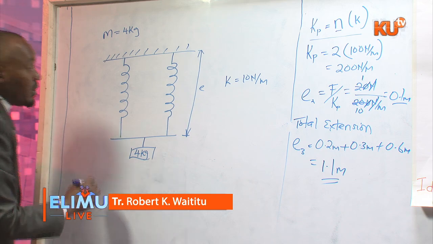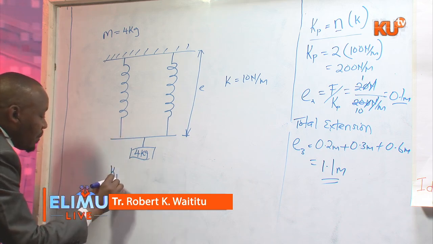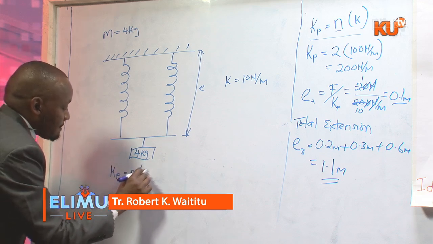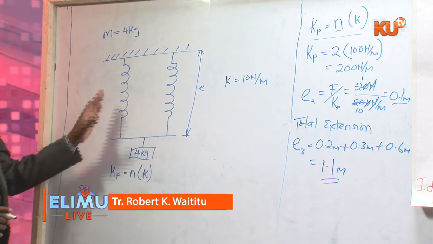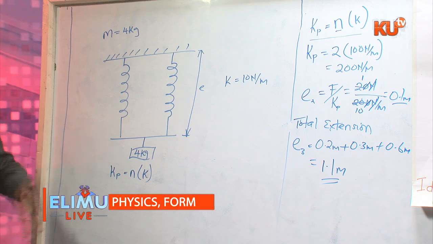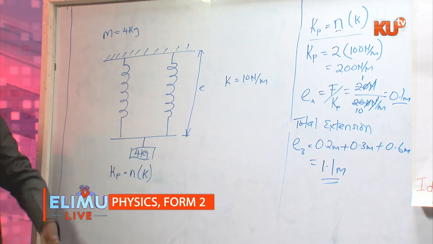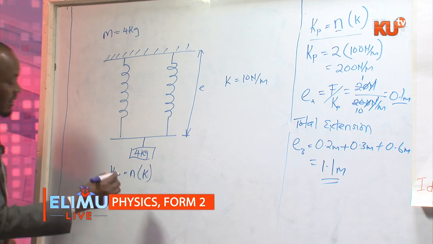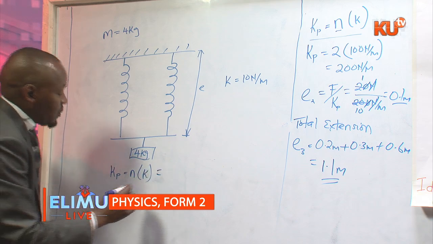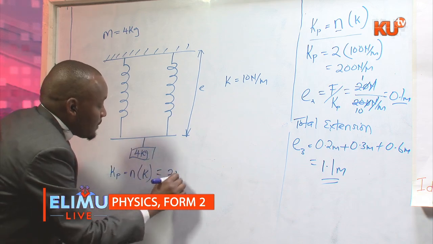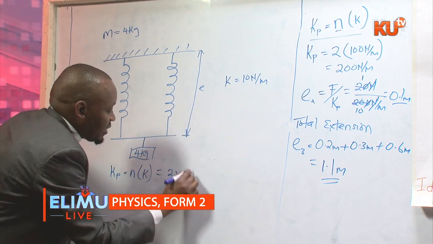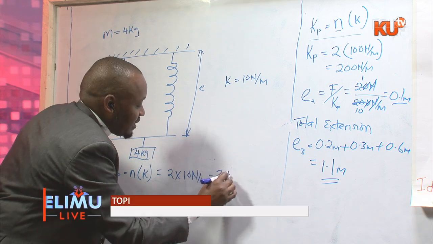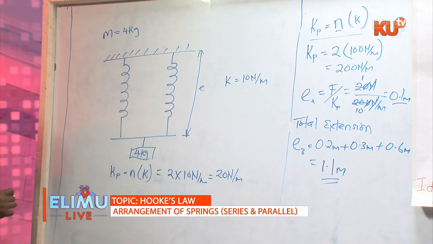In this case, we need to find the combined spring constant of the two springs. Remember, the two are arranged in parallel. They are lying adjacent to each other. So, being in parallel, we find the combined spring constant. In this case, we have 2 multiplied by the given spring constant of 10 newtons per meter, and we are going to have 20 newtons per meter.